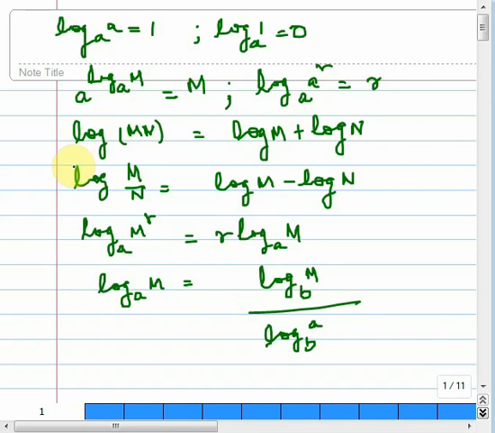In the next lecture we will take some problems related to these logarithmic functions, and after completion of problems we will take up logarithmic and exponential equations.